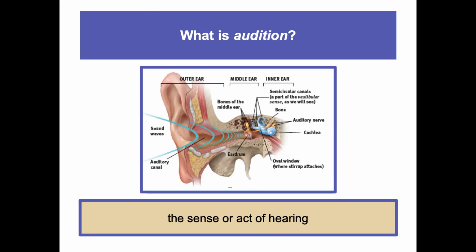But in terms of psychology, audition means just generally the sense or act of hearing. And this is a good visual of your ear and the components of what's going on inside of your ear. Your outer ear, middle ear, and inner ear are the three groups that we're going to be discussing. Three parts of your ear that we're going to be discussing.